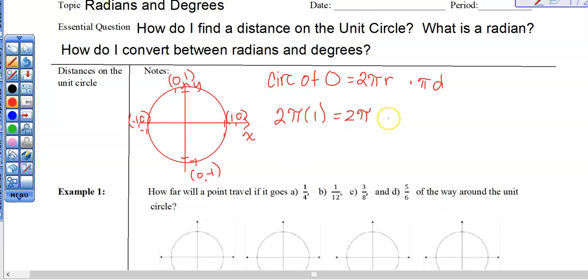Now 2 pi is a perfect exact value, and we like this in trig. Its approximate value is about 6.28, 3.14 times 2. But in trig, we like exact values over approximate values as often as we can find them. Sometimes we just do approximate values so that we can get an idea of what that looks like, right? 2 pi doesn't really look like much, but 6.28, you understand that. Okay, so that's the distance around the unit circle.